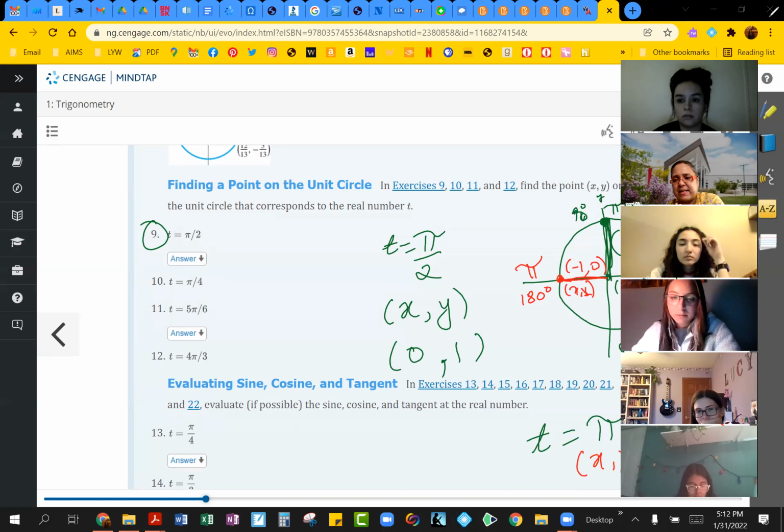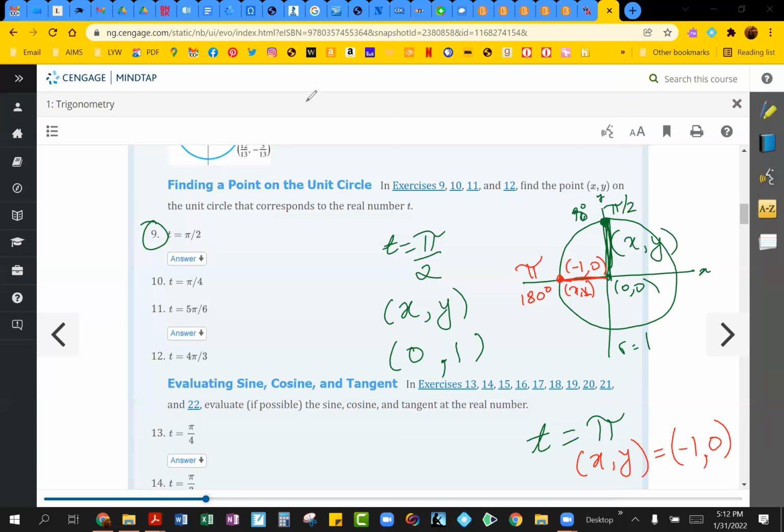When you go on the right-hand side, it's positive. And then, of course, for the y-axis, when you go up, it's positive. When you go down, it's negative, right? So just keep that in mind as you're working with these ordered pairs for the unit circle.